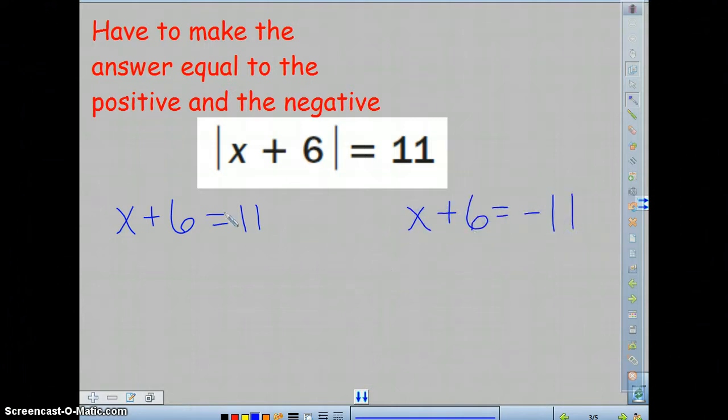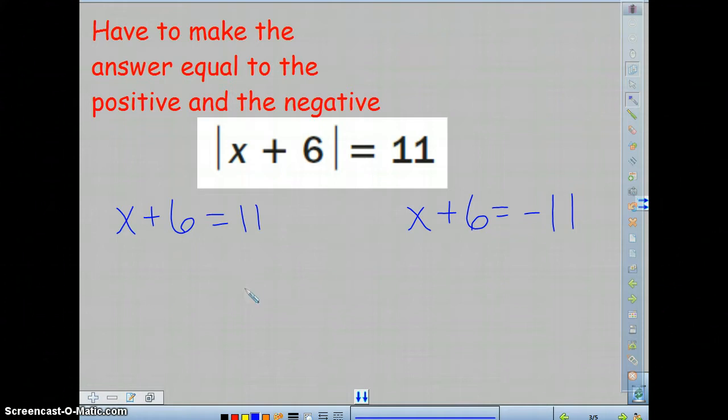Now you'll notice I did not change anything that was in the absolute value sign. The only thing I changed is on the other side of the equal sign. I've already moved everything over, and we'll talk about that on the next screen.